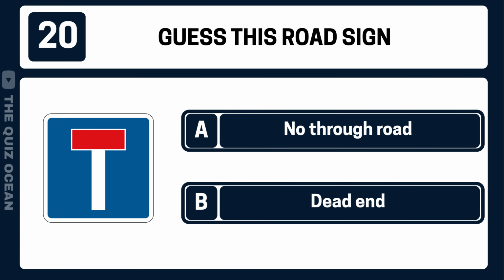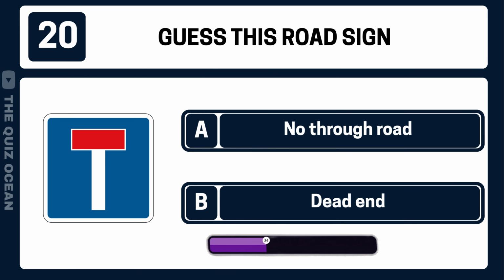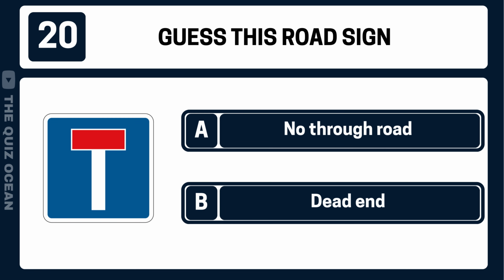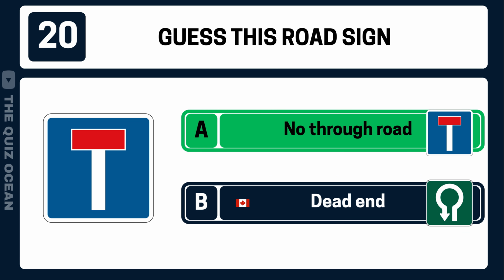Guess this road sign. A. No through road. B. Dead end. That is right. This is the no through road sign.